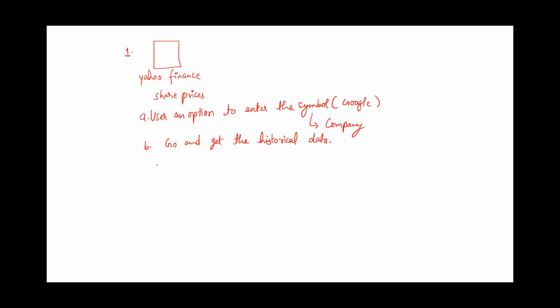Now, in what form do you get the historical data? In the form of a spreadsheet, so you get a CSV, right? That is about getting the data. The next step is parsing the data.